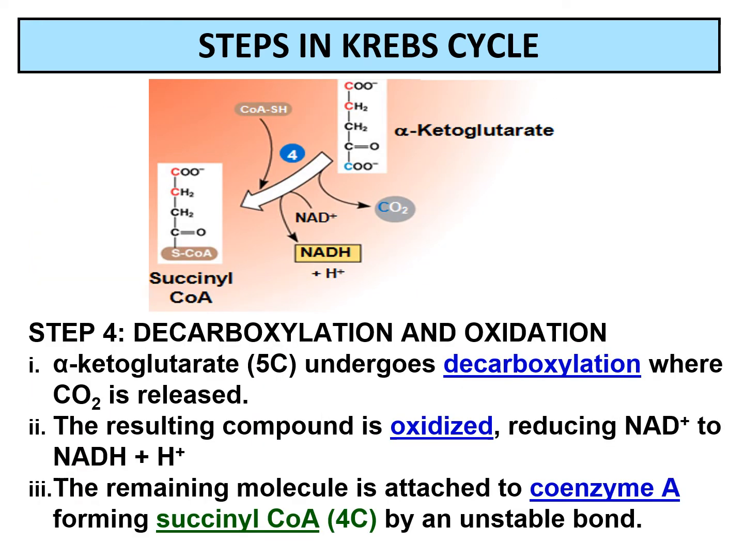Step 4 involves decarboxylation first and then oxidation. Alpha ketoglutarate will release a carbon from its molecule in the form of carbon dioxide. So just use the word decarboxylation. Alpha ketoglutarate undergoes decarboxylation. Carbon dioxide is released. Then it will be oxidized by releasing hydrogen to the NAD+. So NAD+ is reduced to NADH.